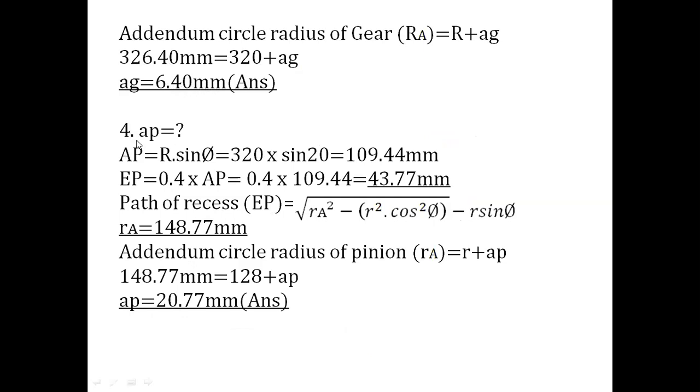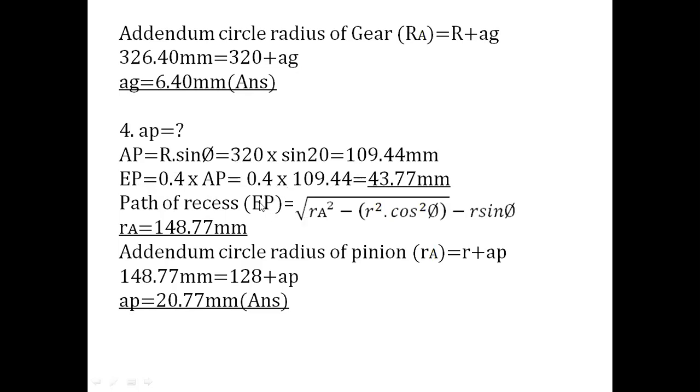Okay, now we have to find out the next thing, addendum of pinion. The same thing we are following here also. AP is equal to capital R sin phi, 320 into sine of pressure angle, getting here 109.44 mm. So EP, path of recess, is equal to 40% of maximum possible length. 40% of maximum possible length is 0.4 into AP, 109.44, which is equal to 43.77. This is the path of recess.